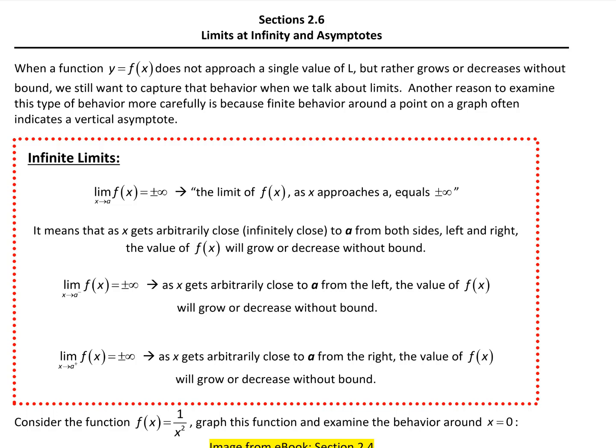What occurs as our x's decrease without bound, go to the far left of the graph, or increase without bound, go to the far right of the graph. So first, let's just start with a quick little recall on infinite limits.